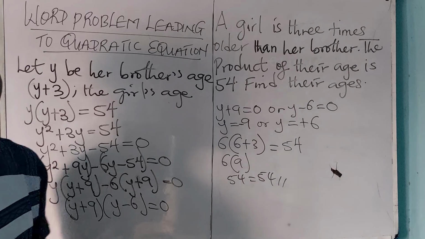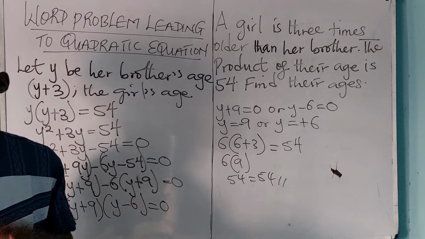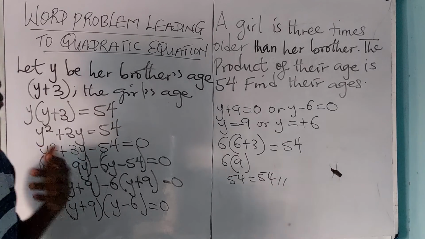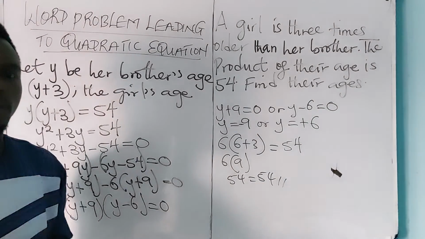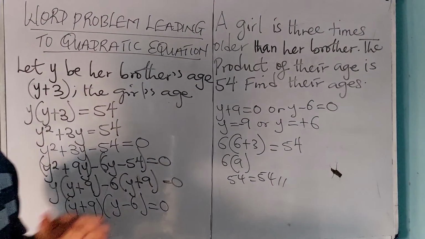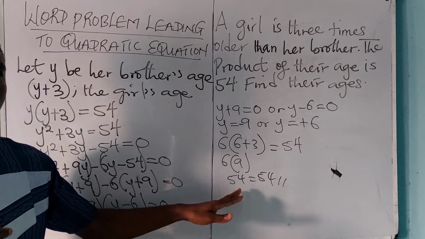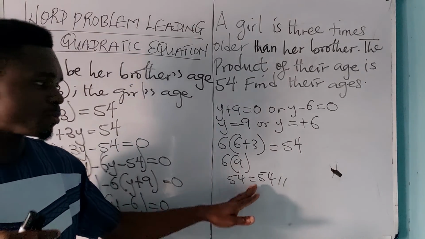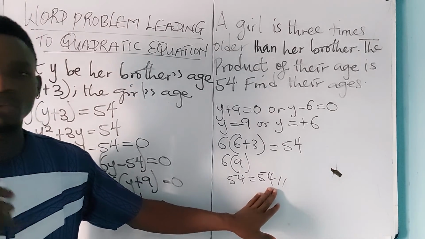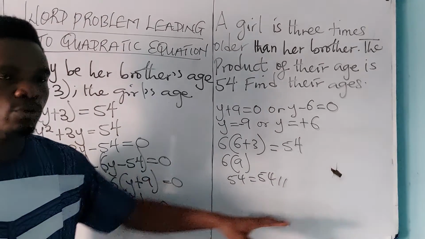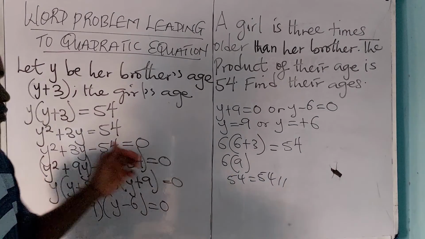Sometimes there are certain topics you would solve questions on, you just can't assume that you've gotten the answer. All you need to do is to check. As soon as you check and you have the left hand side to be the same as the right hand side, then you are good to go. 54 equals 54. So it means that what we have deduced is actually correct.